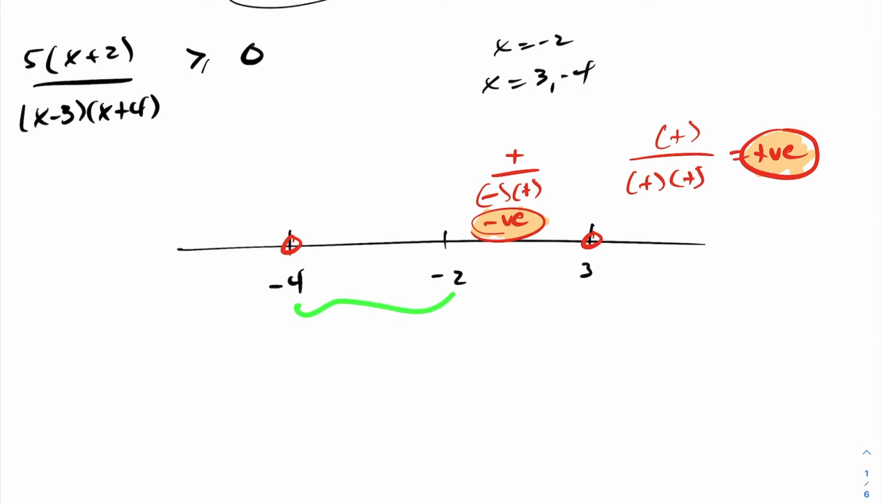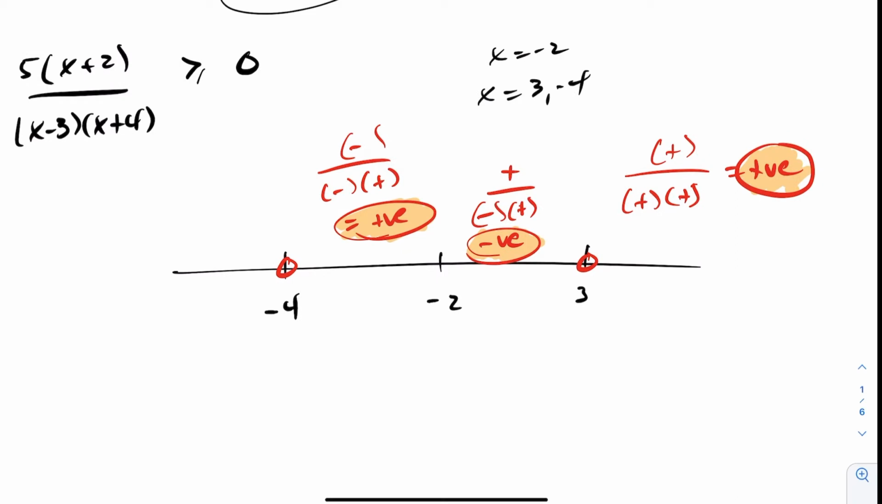Continuing on here, pick a number between -4 and -2. So let's say we choose -3. If I sub a -3 into here, we're going to end up getting a negative in the top. The bottom will be a negative number times a positive number, and the result here will be positive.